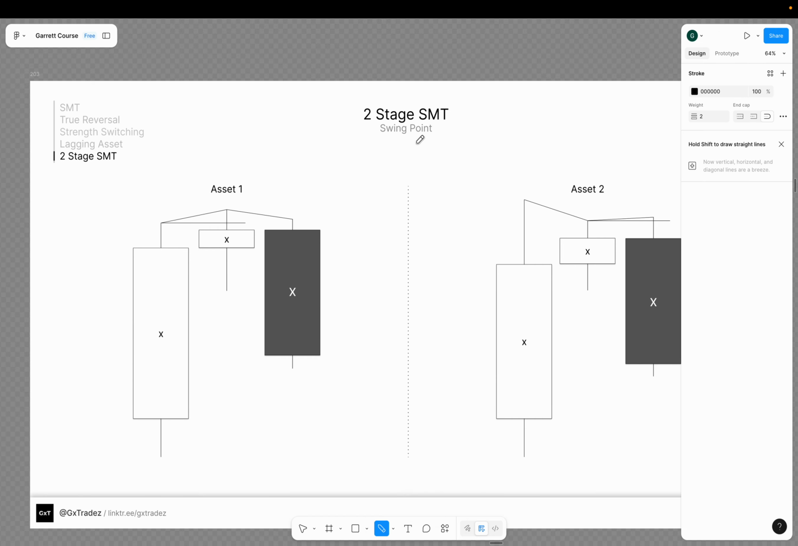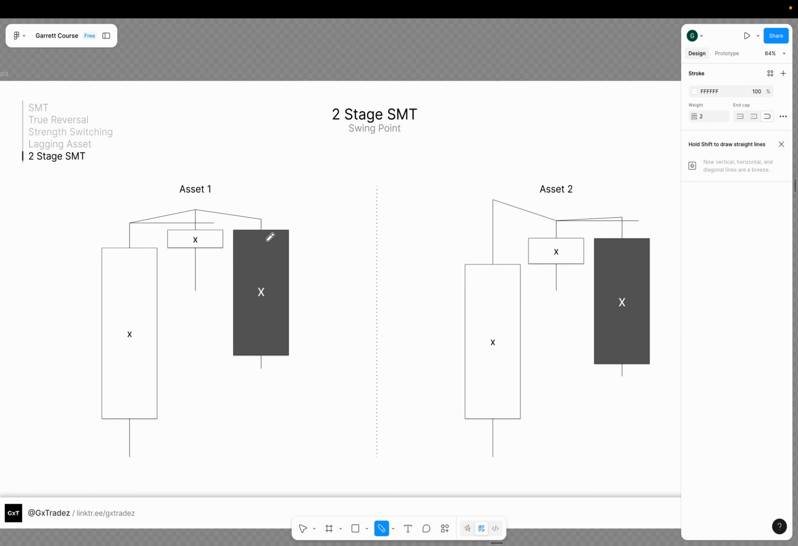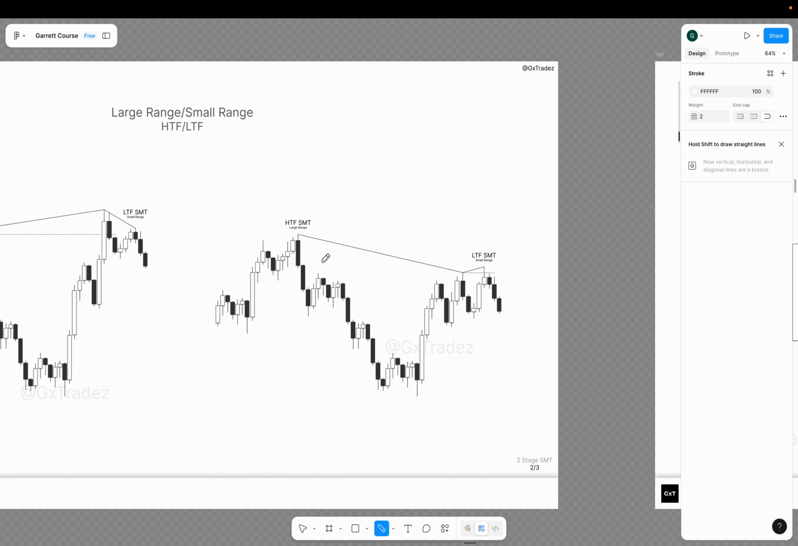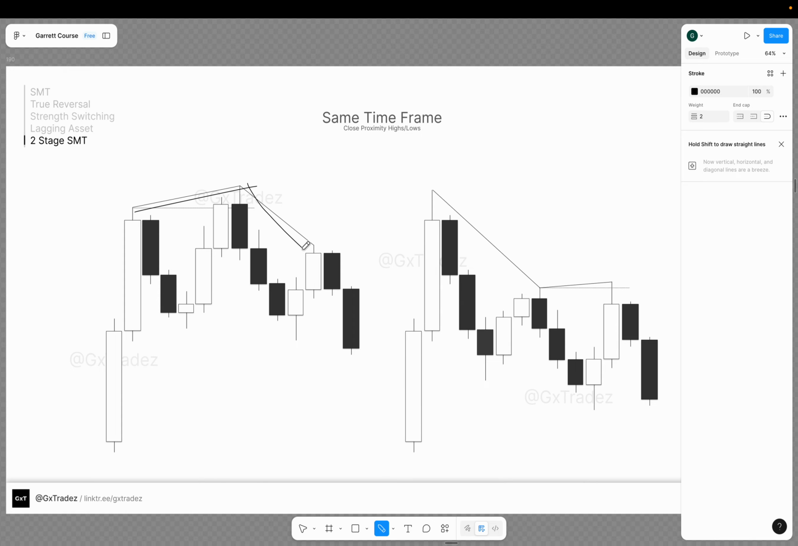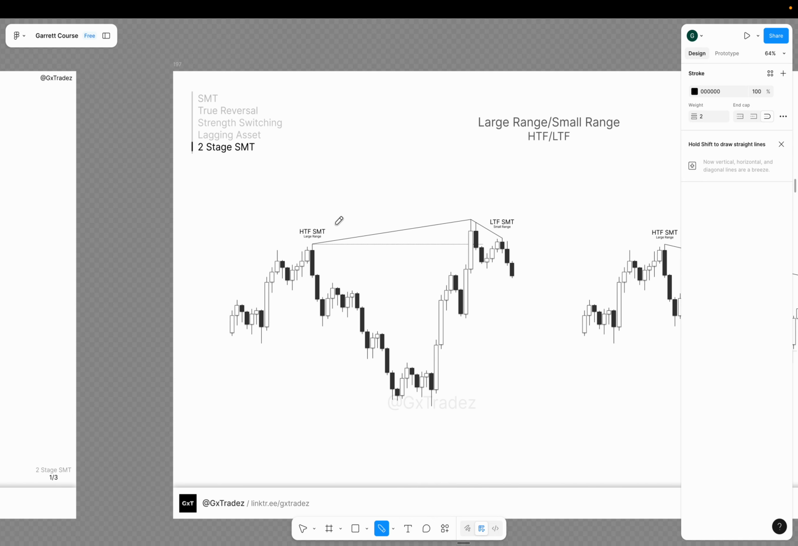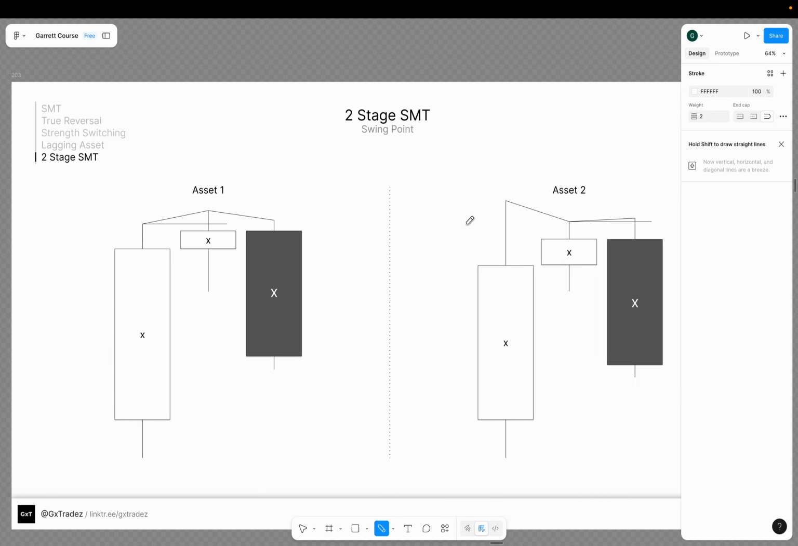Now there's some swing points that are better. Daily is one of them, right? It's very significant when you have previous high SMT. When you have double like this, it's a form of strength switching, right? Because this asset swept, now it's putting a lower low. Like we talked about, we went over all these different types of two-stage SMTs. Notice how there's always a form of strength switching, right? This is why it's important to have strength switching, because this is how markets reverse, right?